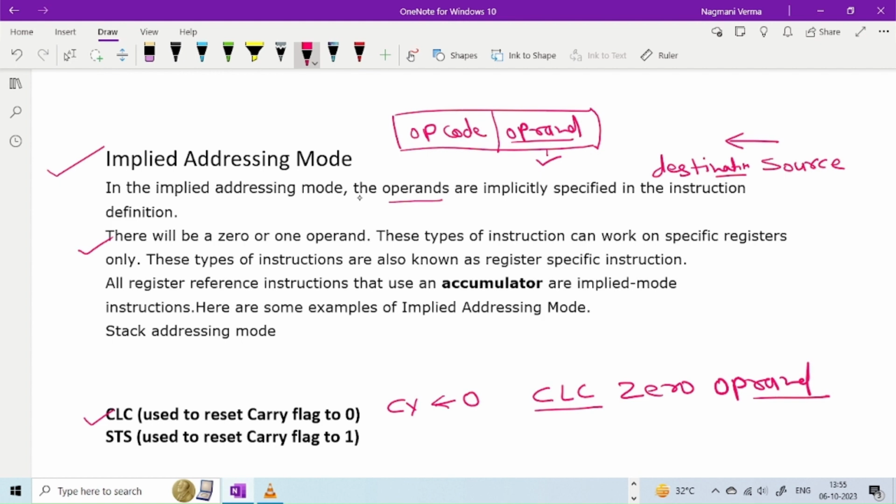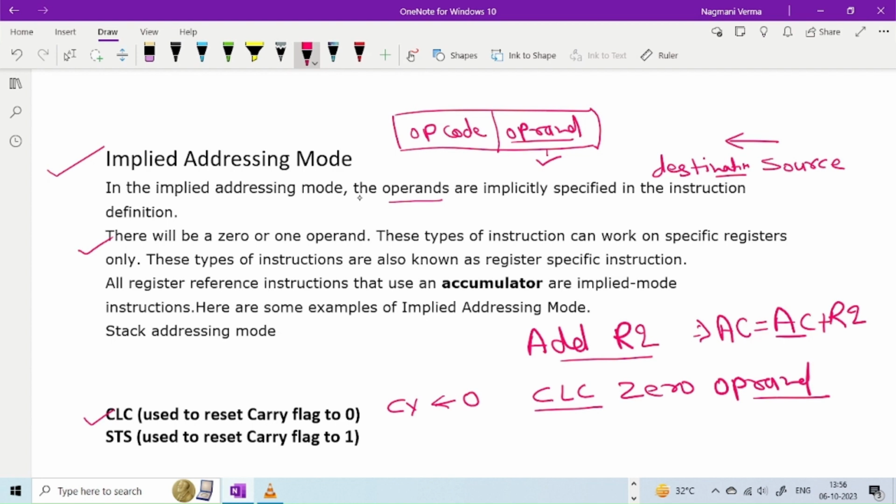But there will be, for example, ADD R2. What it means is we have to add R2, but where do we have to store it? So we store the result into the accumulator. So it will be like accumulator equals accumulator plus R2. This is implicit, that we are talking about the accumulator. So this is called the one operand implied addressing mode.